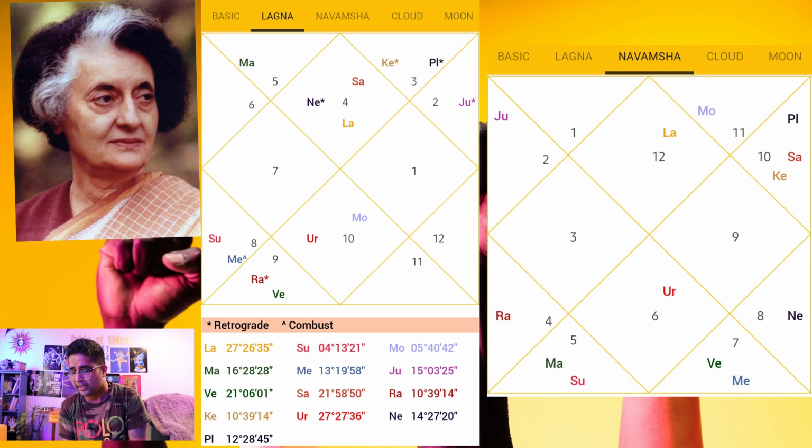Now guys, the minute you come to the 7th house, the ascendant lord being Moon has gone to the 7th house. Again, that also tells about a life dedicated and devoted to public service. After that guys, her Jupiter is placed in the 11th house.